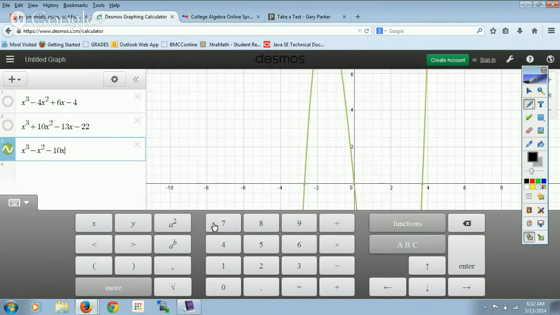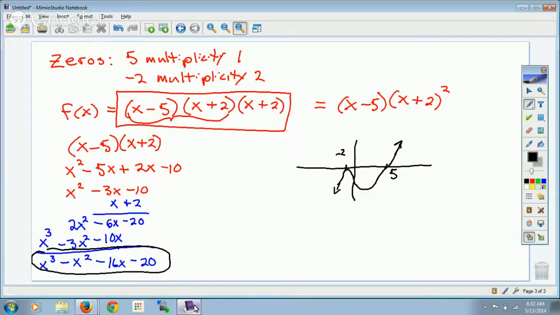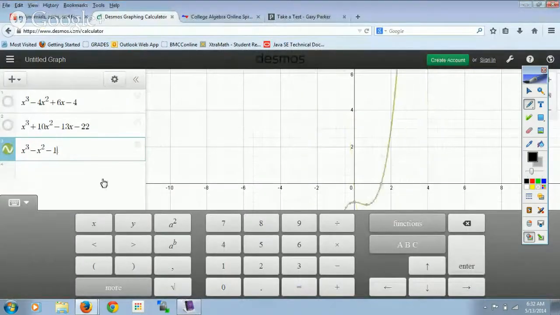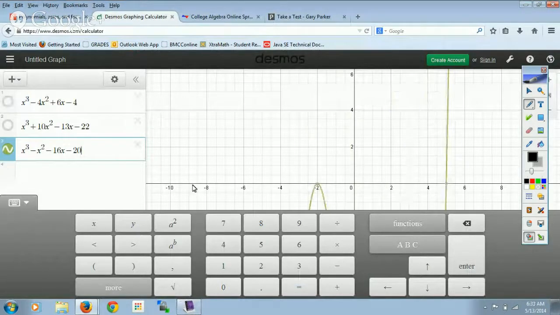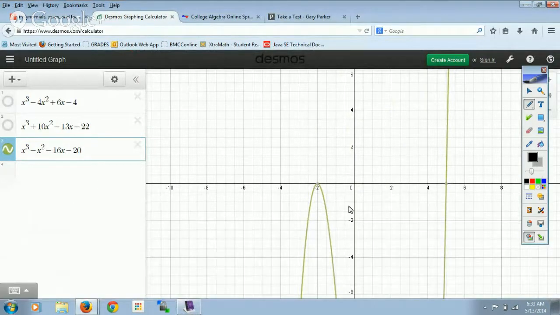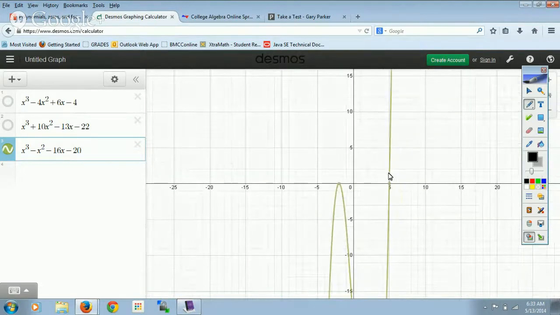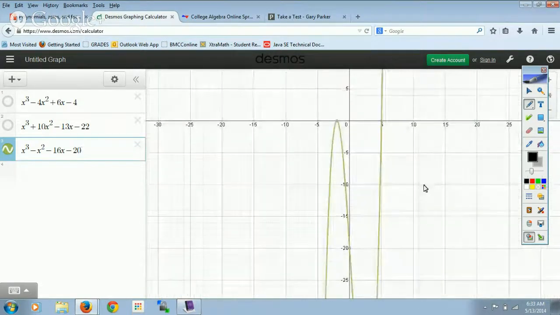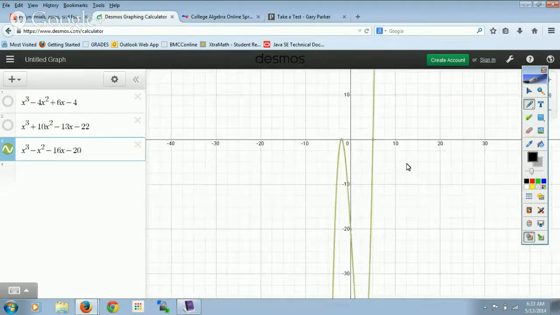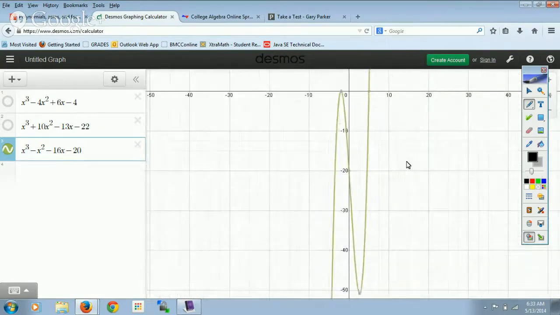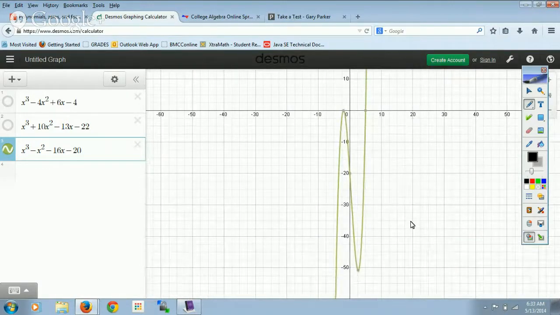What's the last one? I forgot. Oh, minus 16x minus 20. Isn't that cute how it graphs along the way? All right, let's drop the keyboard. Hey, look at that. Bounces off -2. Looks like it goes through 5. Desmos says yes. I could zoom out, see that it drops somewhere down there. Oh, wrong way. All right, look at that beautiful polynomial. A little nicer than my sketch.